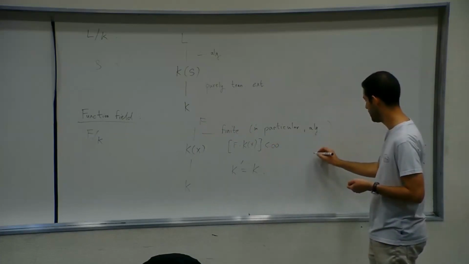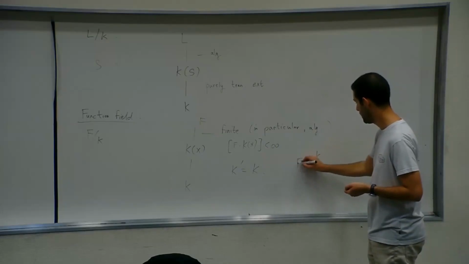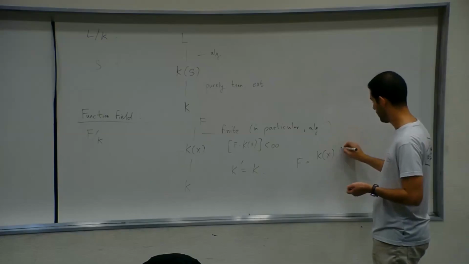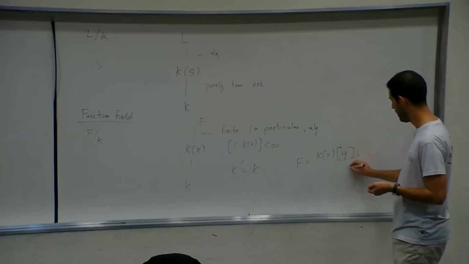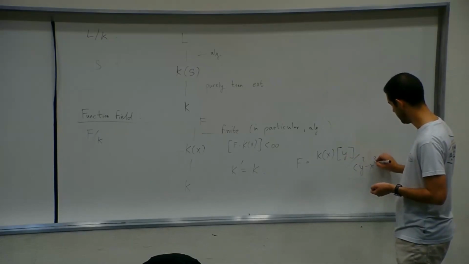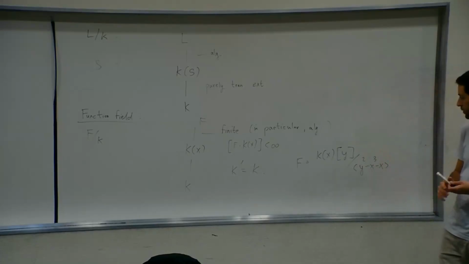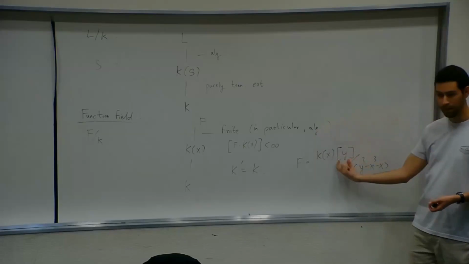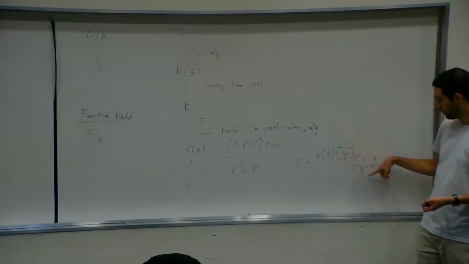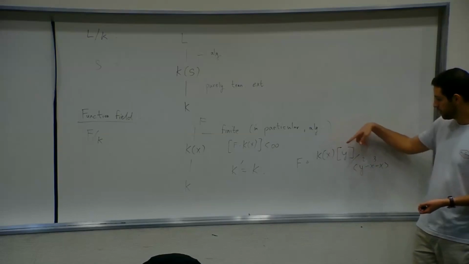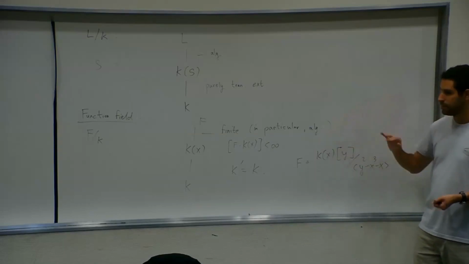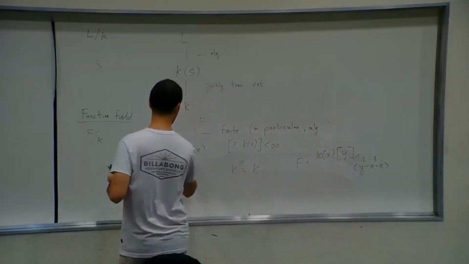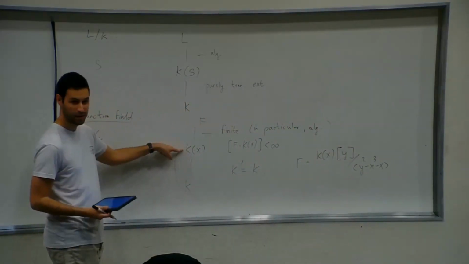So for example, you can then take F, which is k(x) with an element y satisfying this relation. In this case, we extend the field of rational functions k(x) by adding an element y, which is algebraic of degree 2. So this is a field extension of k(x) of degree 2. But let's keep it simple. So now we will only discuss the case where F is k(x).